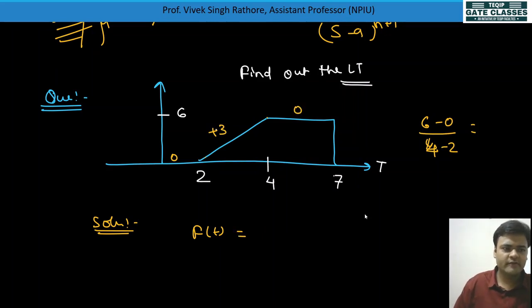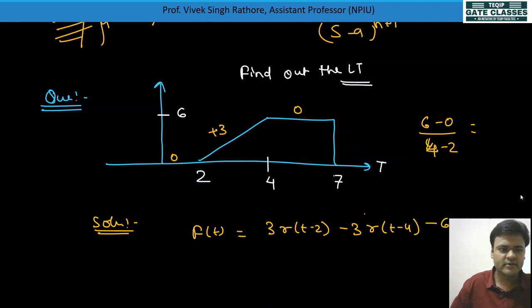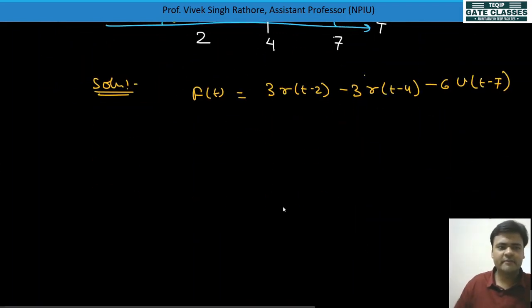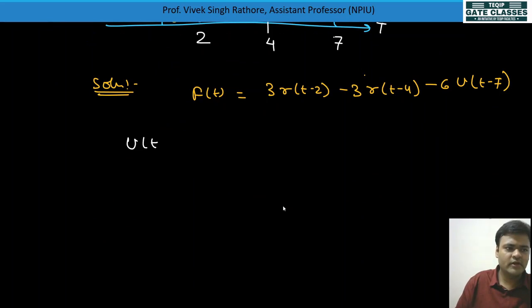So you'll get f of t is nothing but 3 r of t minus 2 will be there, and then 0 minus 3, so minus 3 r of t minus 4 will be there, and here minus 6 will come, minus 6 u of t minus 7 will be there. So this signal can be represented by this, and now you can understand how we can write it.